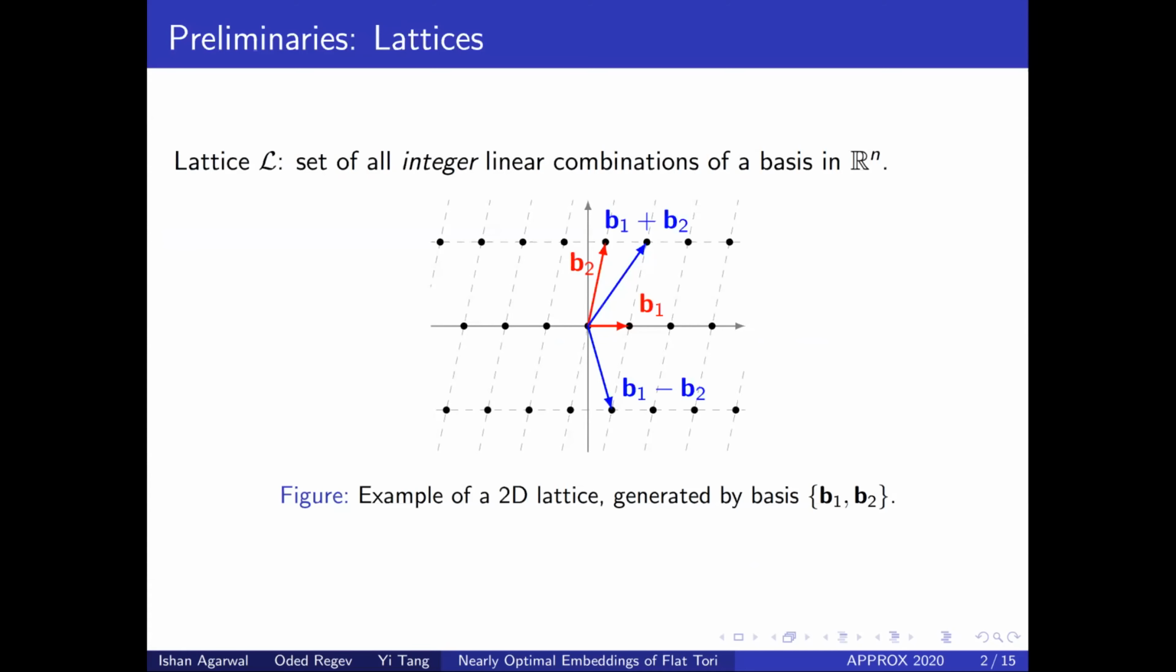So firstly, what is a lattice? A lattice is just the set of all integer linear combinations of some basis vectors in R^n. So here we have an example in 2 dimensions.